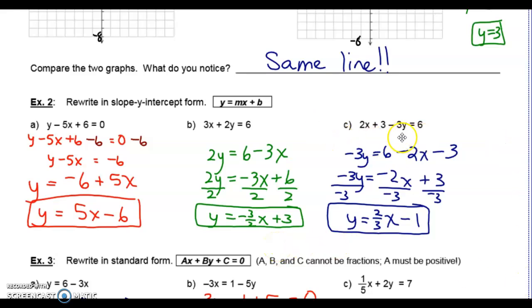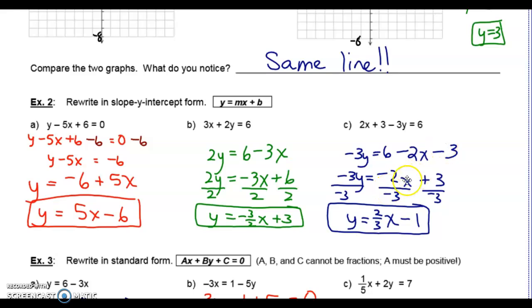Example C, there's the y. I want it all by itself. Notice that negative is in front of the 3y. It's attached to it, so I can't get rid of it immediately. Okay, that stays. So the 2x has to move over. It becomes negative 2x. The 3 moves over, and it becomes minus 3. So negative 3y equals 6 minus 2x minus 3.